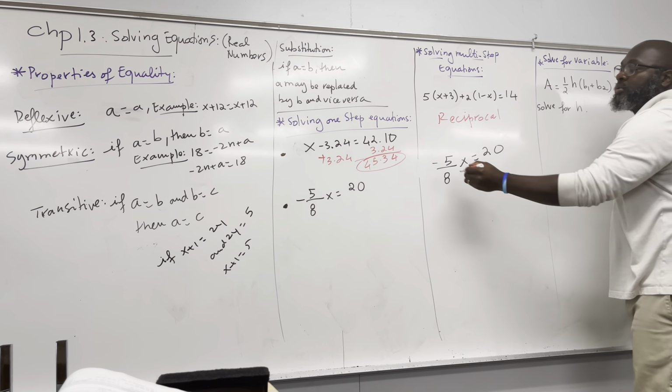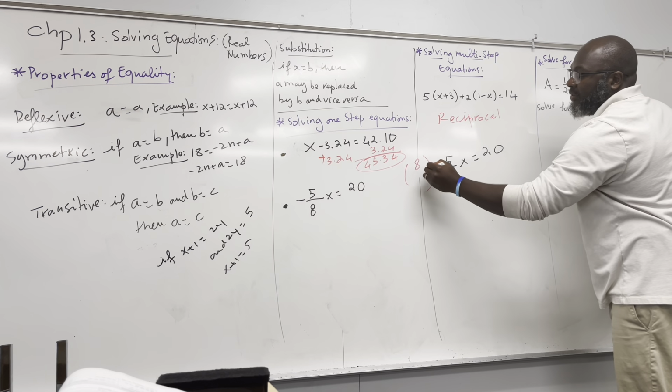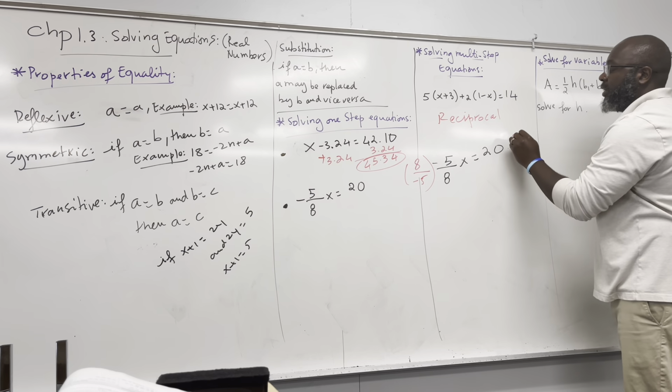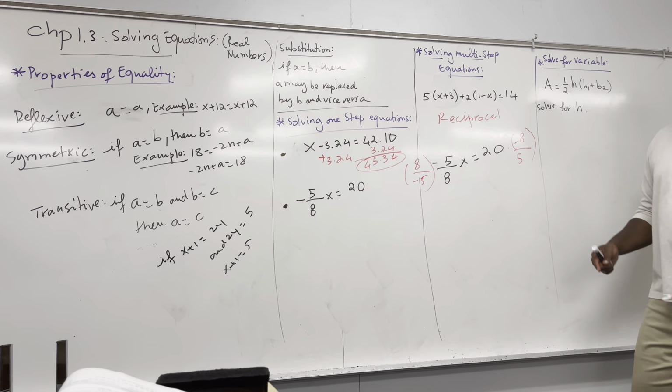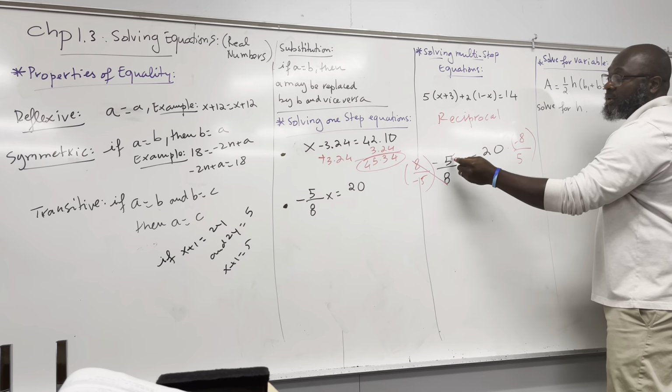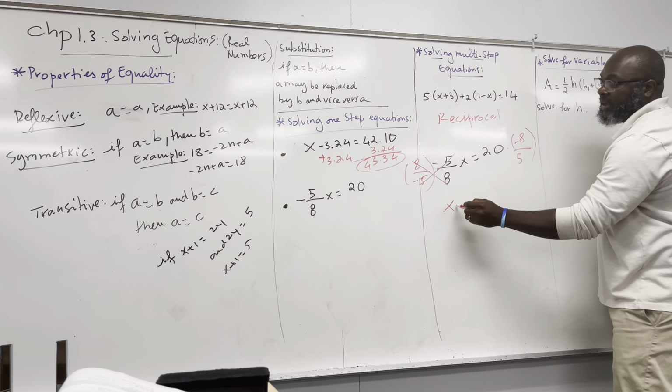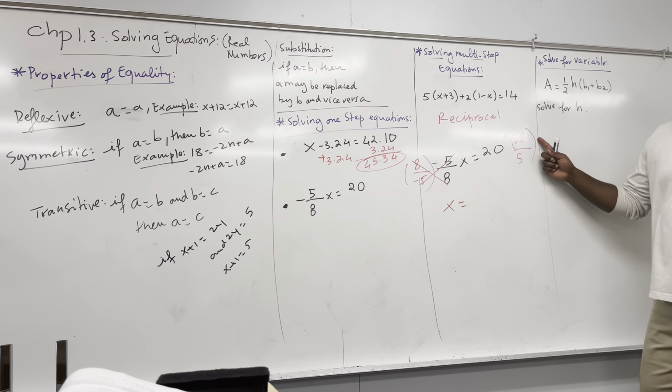Reciprocal, right? So you times this by 8 over -5. And then you do the same thing here. Right? And now you can solve this in one step. We're done because this is going to cancel this and this is going to cancel this. So you're left with x. And then 20 times -8 over 5.